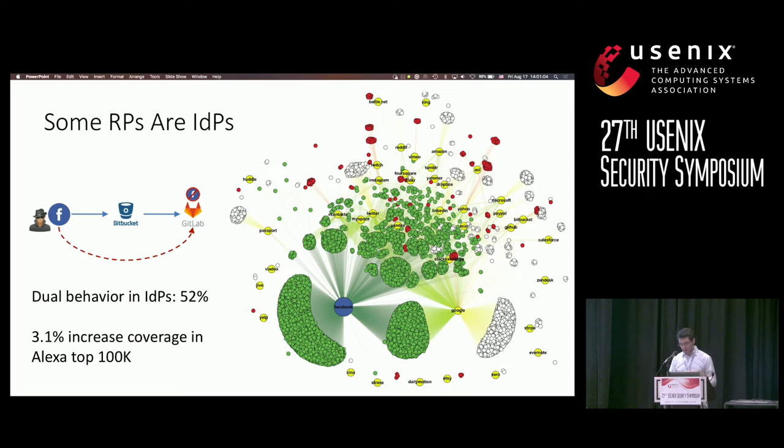So we tested our data set, and we found out that an attacker who can take over a Facebook account can increase the coverage by 3.1% in Alexa's top 100,000. Here, the green nodes are the relying parties that directly support Facebook, and the red nodes are the nodes that can be indirectly compromised through this dual behavior.